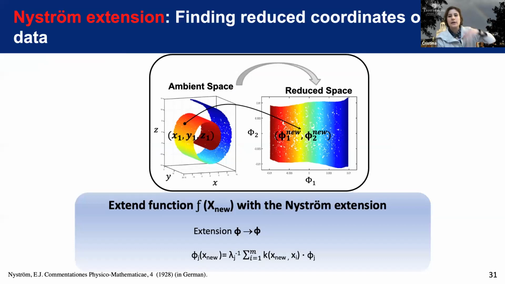Now the Nystrom extension: if we have a new point in the ambient space, we can find the corresponding coordinates in the reduced space, in the diffusion map space. This allows us to avoid recomputing diffusion maps to include this new point. It finds the distances between the new point and the points in the original data set, and then uses this kernel to extend the functions in diffusion map space that were previously computed.